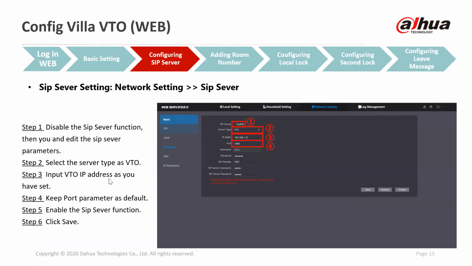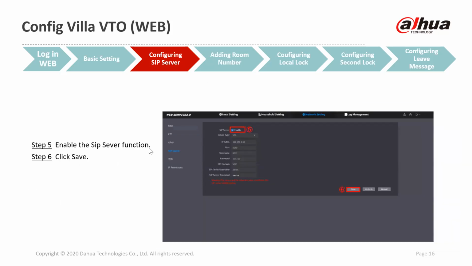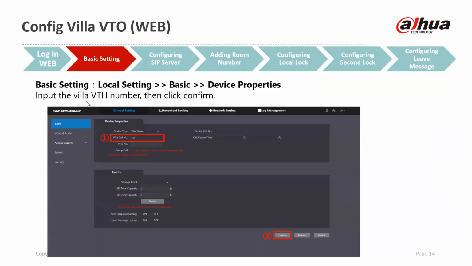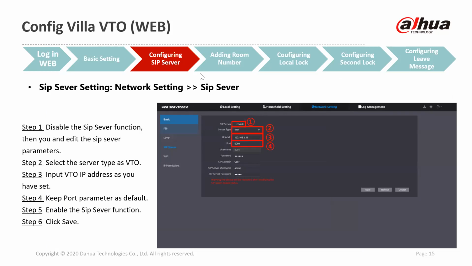Then input the VTO IP address as you have set, keep the port parameters as default, enable the SIP server function, click save. So you can see from this point, the basic setting is local setting, device properties, then configuration, the SIP server. Then after that, we do adding the room number.